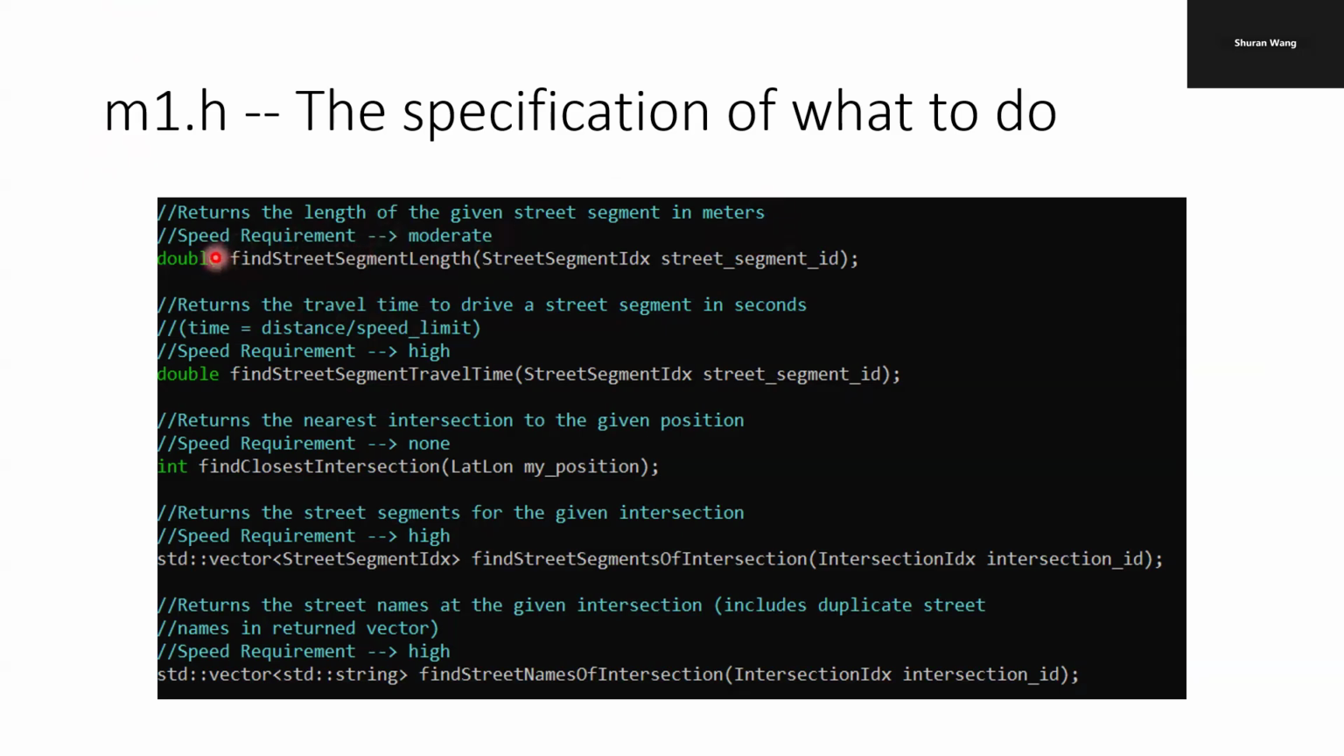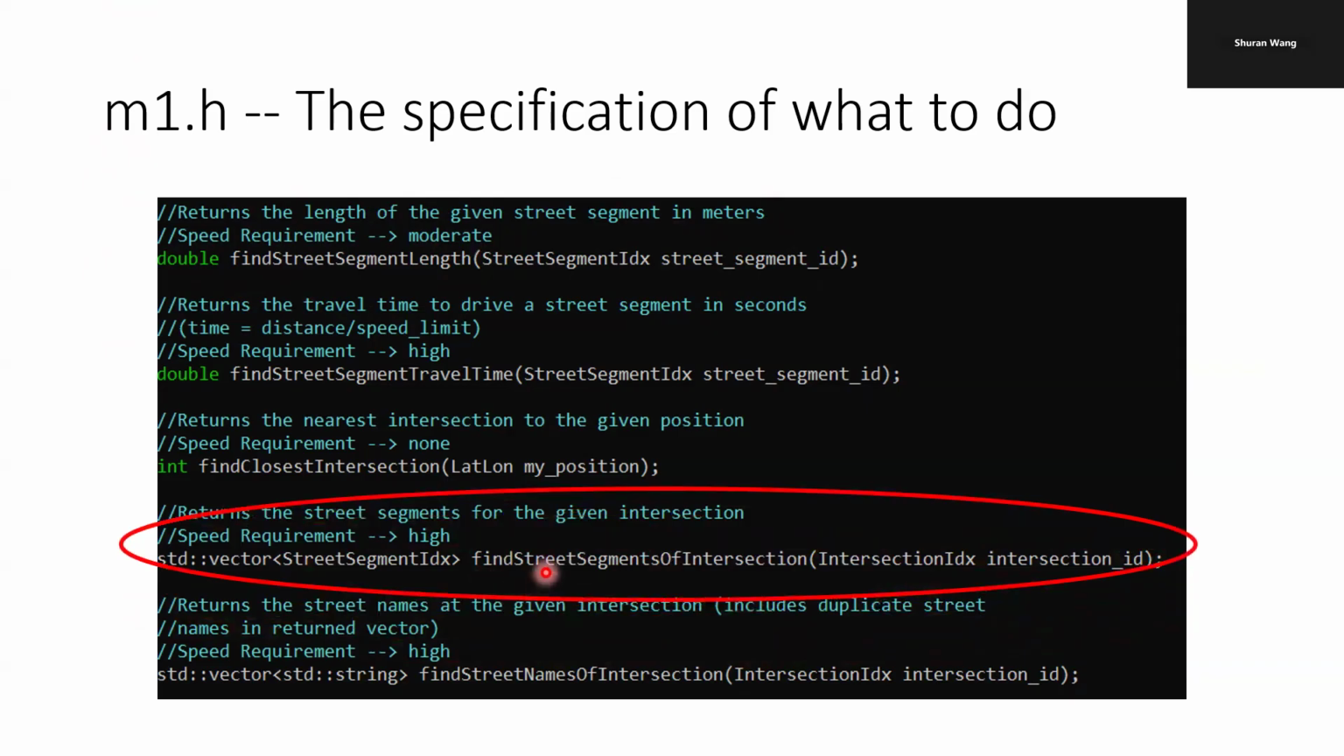For each of the function headers inside here, there's a comment saying what this function should do, and there's a speed requirement for each of the functions. In this tutorial, I'll be using this function as an example: find street segments of intersection, that returns the street segments for the given intersection.